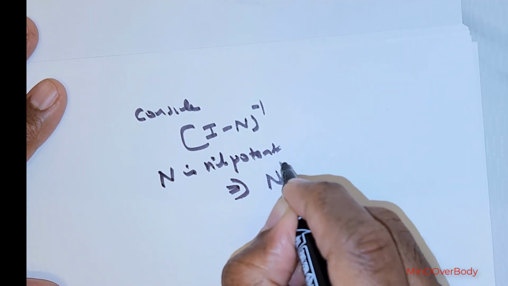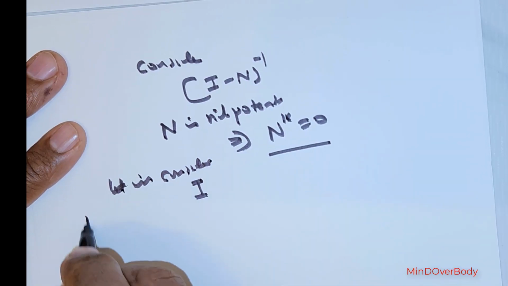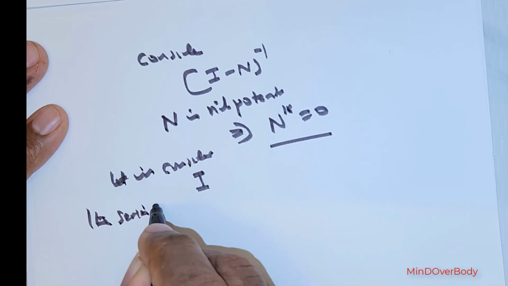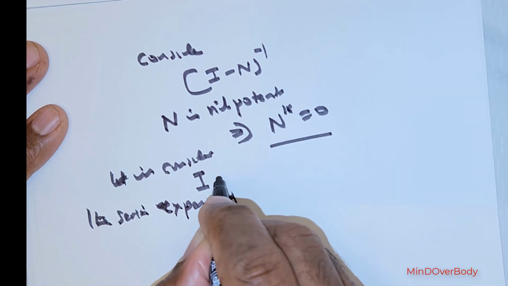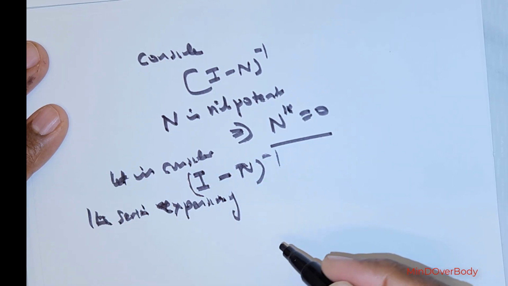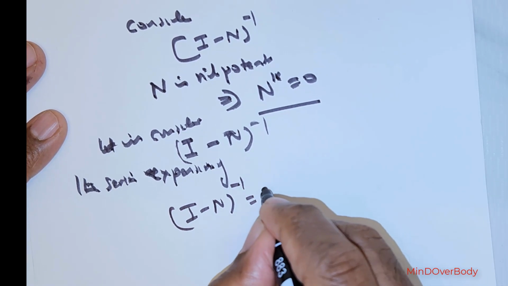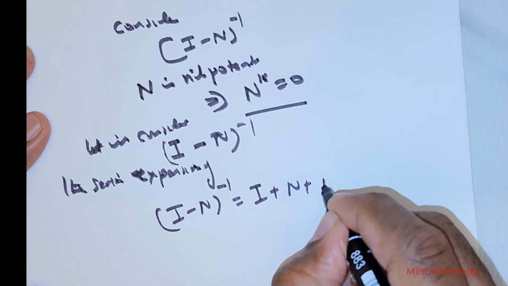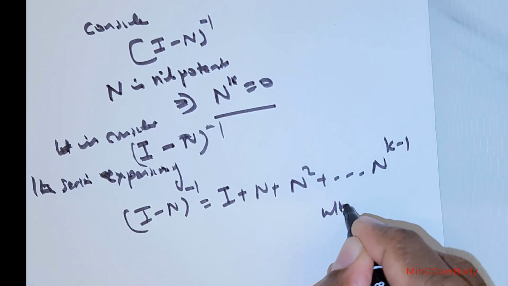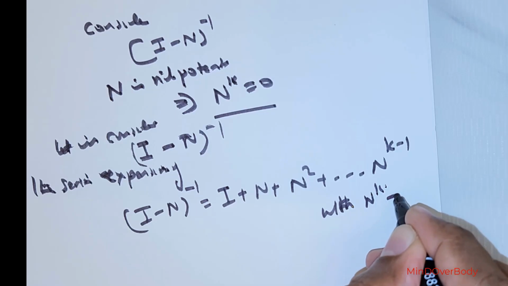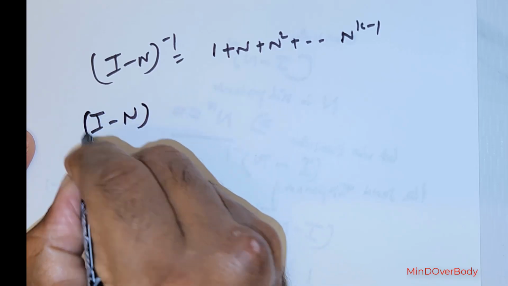So this means n raised to the power of k is equal to 0. Let us consider the series expansion of (I − n) raised to the power of negative 1. So I can write (I − n)^-1 as I + n + n squared + etc. + n raised to the power of k − 1, with n raised to the power of k being equal to 0. Here I'm going to be multiplying both sides by (I − n).